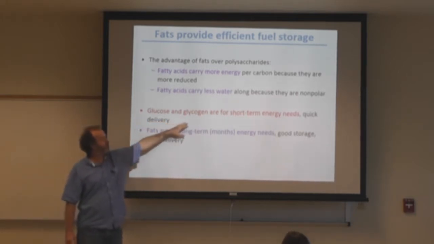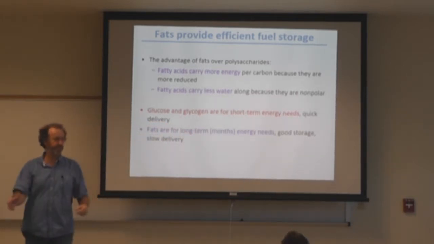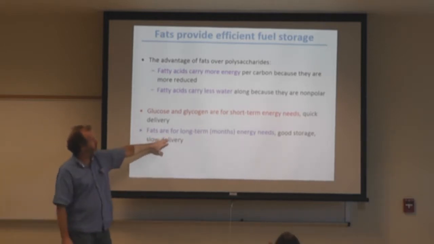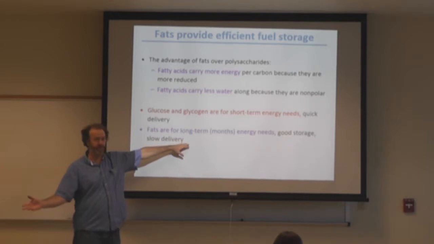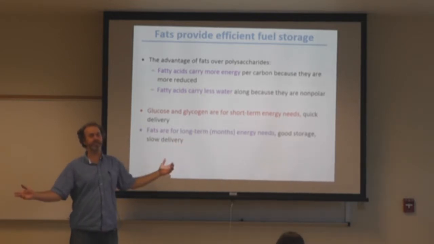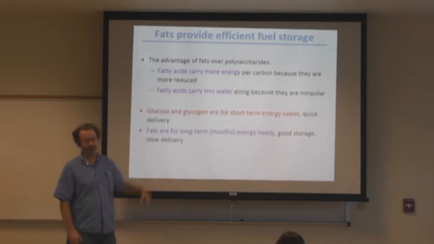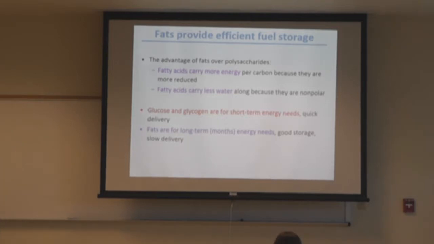Glucose and glycogen are for short-term energy needs, quick delivery. It takes a little more time to get energy out of fat. Fats are for longer term, months and longer. That's why we build fat over time as we get older. So we store it for lean times, right? Which these days, we don't really get too many lean times in modern society. Unless we're broke. But then, typically there's people that'll give us food if we're not afraid to ask.